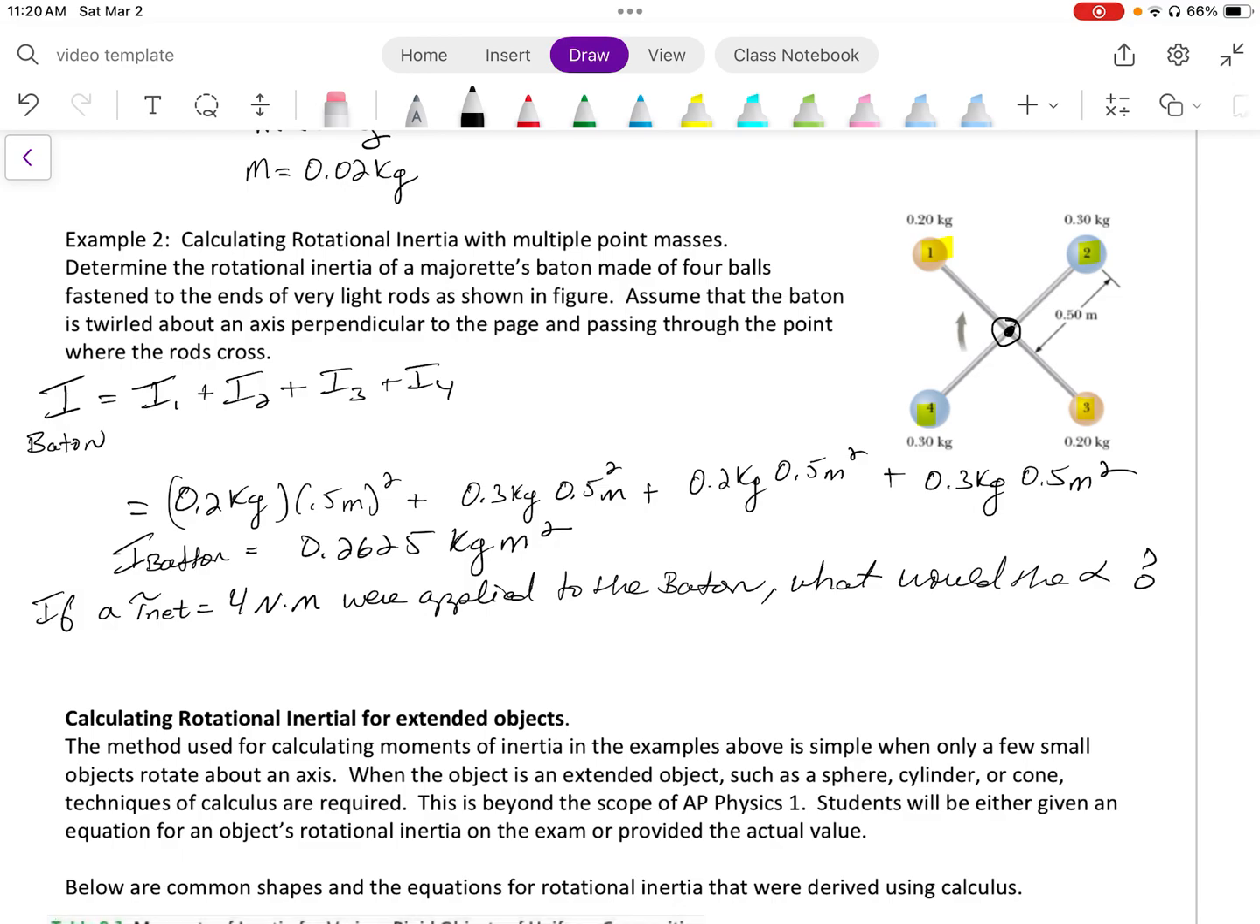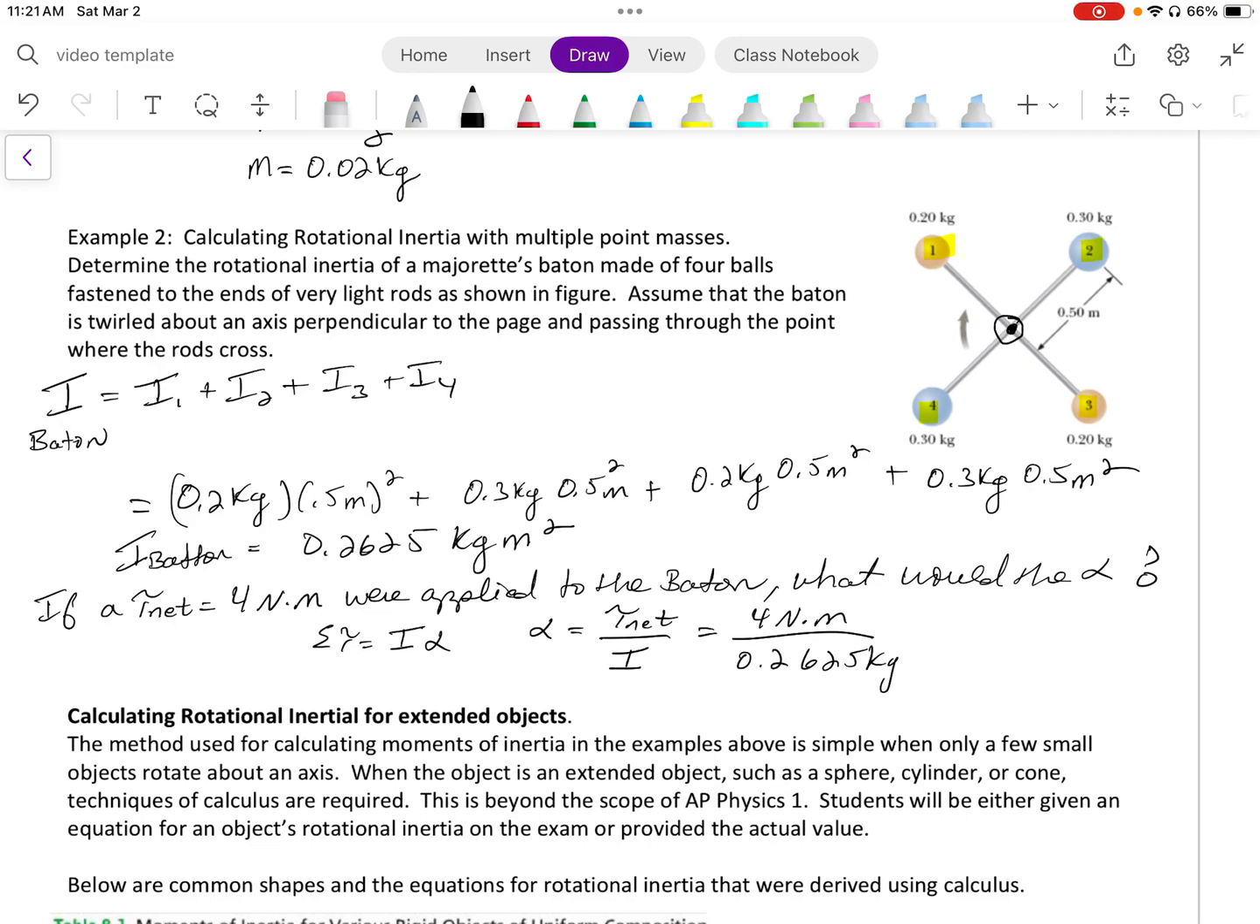Okay, so Newton's second law applied to rotational motion is the sum of the torques, or the net torque, is equal to the rotational inertia times the angular acceleration. The angular acceleration is equal to the net torque, the sum of the torques and the net torque are the same thing, divided by its rotational inertia. I was told 4 Newton meters was the net torque, and the rotational inertia for this is 0.2625 kilograms meters squared. And that will be equal to 15.2 radians per second squared.